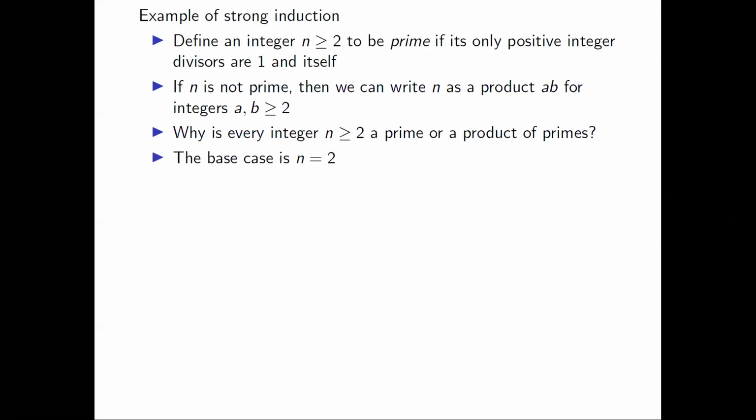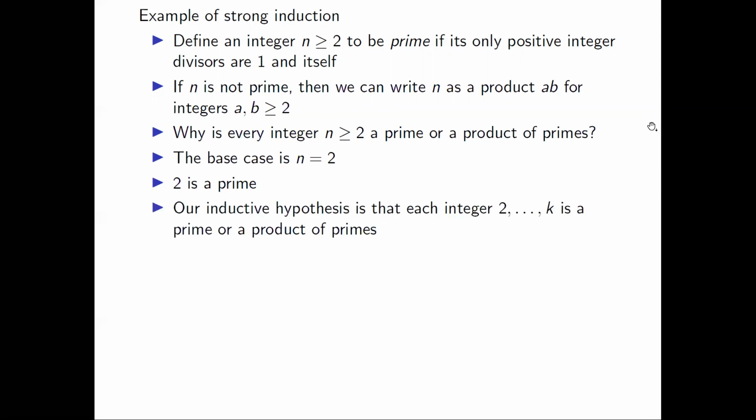Our base case here will be n equals 2, which makes sense because we're trying to prove this property for all n greater than or equal to 2. And with 2, we see that 2 is a prime. So we have the property we want for 2. Our strong inductive hypothesis will be that each integer, 2 up to k, is a prime or a product of primes. And now we have to look at k plus 1.